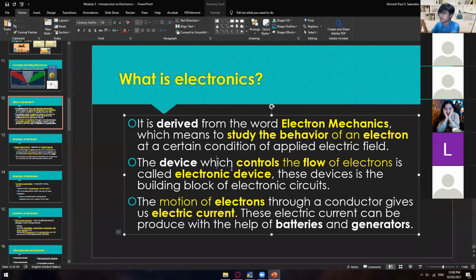Right, so the device which controls the flow of electrons is called the electronic device. Any device that has a flow of electrons is called an electronic device. You can see that all of our appliances that use electricity are electronic devices. These devices are the building blocks of electronic circuits. The motion of electrons through a conductor gives electric current. It could be done by a source of power, like for example batteries or generators, or any source of power or electricity. Once there is a source, it will keep on providing a flow of electrons, which is now called the electric current.